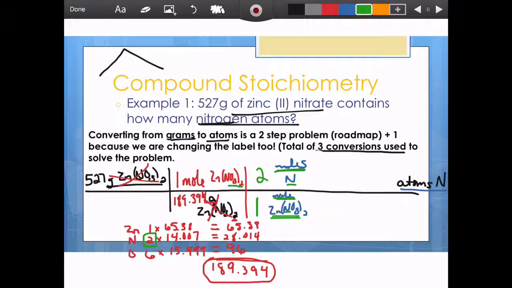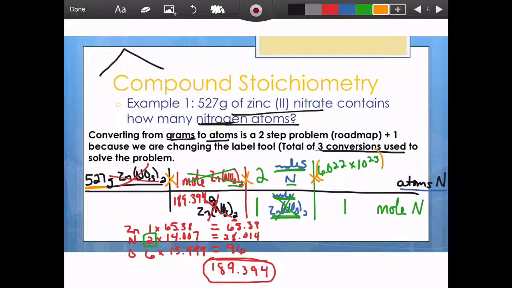Now that ratio is not always going to be the same. It can change depending on what your compound is listed as. So we have moles of zinc nitrate that have canceled. We're in moles of nitrogen. We're really, really close. We want to cancel that and get atoms of nitrogen, meaning we need to use our roadmap one more time. If I have 1 mole, that means that I have 6.022 times 10 to the 23rd atoms of nitrogen. Now, if I were to multiply or solve this problem, remember I start with whatever the problem gave me, and multiply literally all the way across.